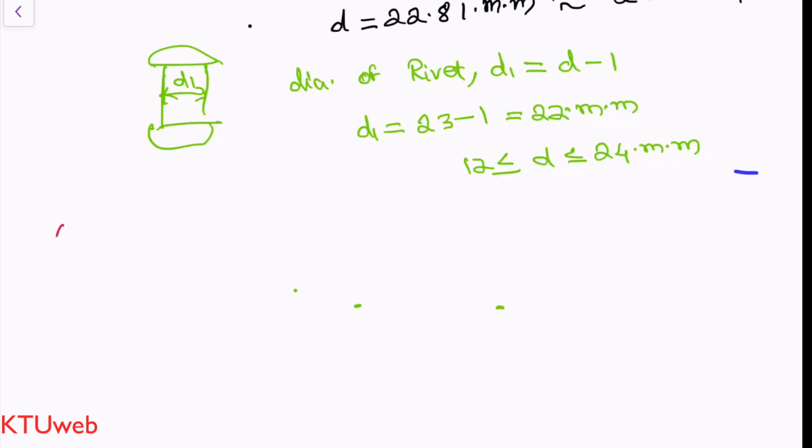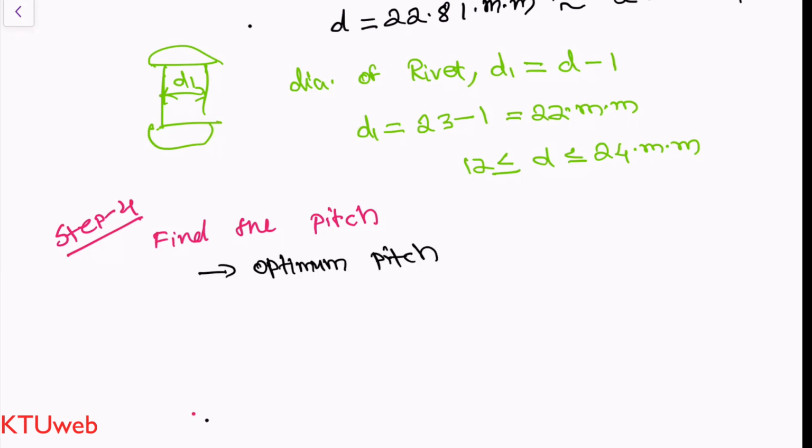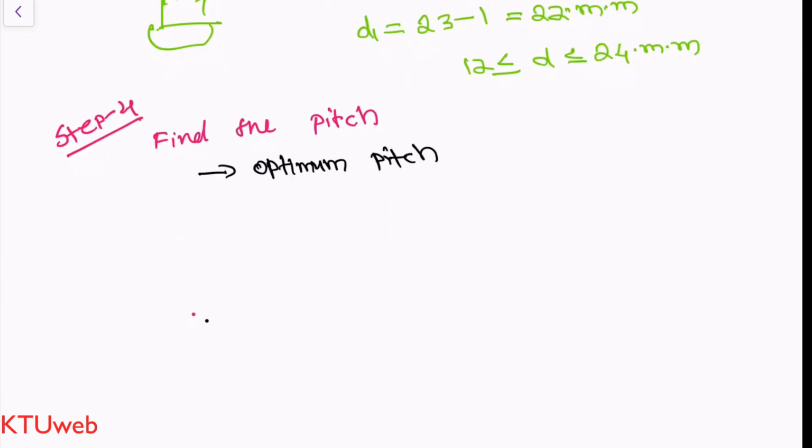Now we can go for step 4. In step 4, we have to find the pitch. To find the pitch, we have two stages. The first one, we are going to find the optimum pitch of this joint. Optimum pitch means the pitch based on our requirement, or the pitch based on the thickness as well as other strength requirements. You can have the equation for optimum pitch from your respective data book, and I am having an equation here. I'm going to write down that equation.